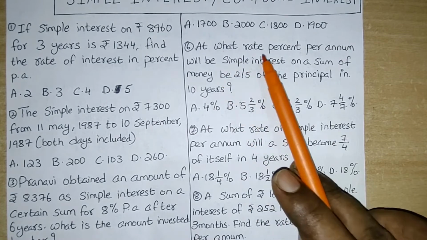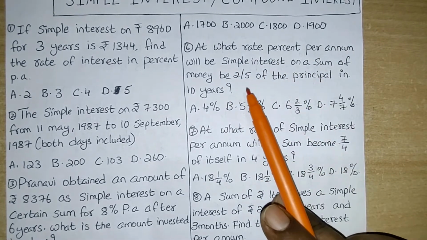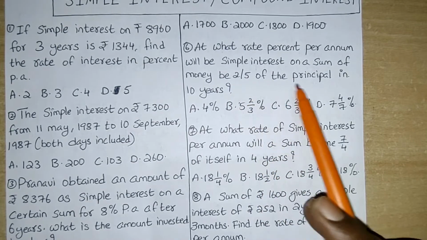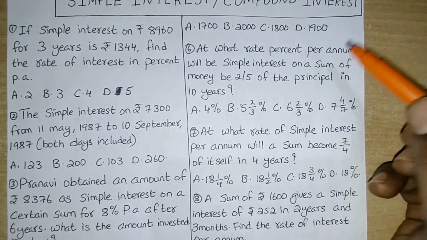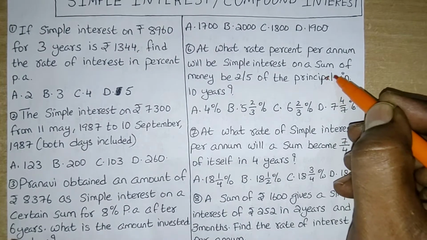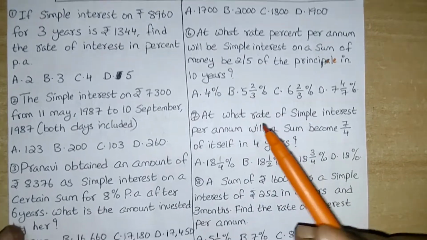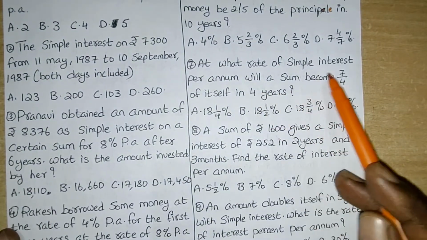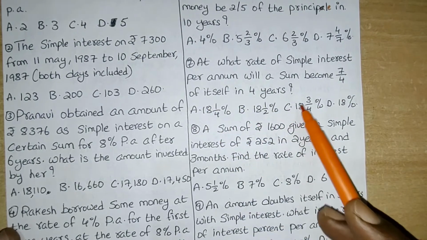Sixth one, at what rate percent per annum will the simple interest on a sum of money be 2 by 5 of the principal in 10 years? Okay, seventh one, at what rate of simple interest per annum will a sum be 7 by 4 of itself in 4 years?